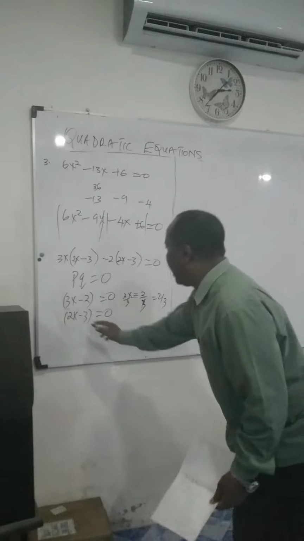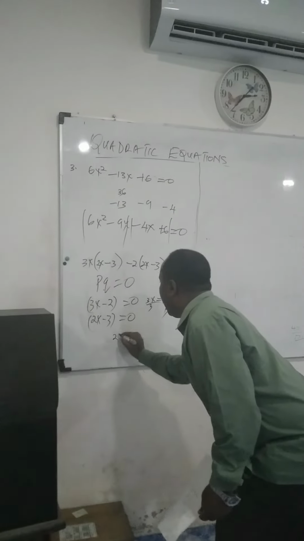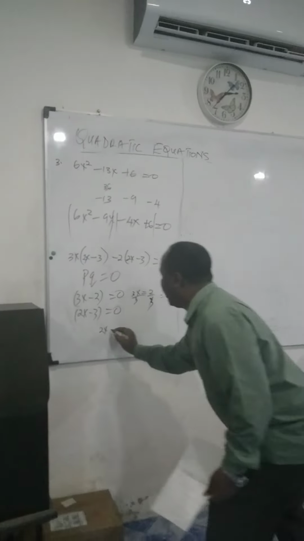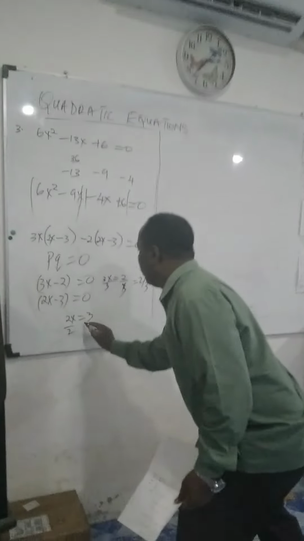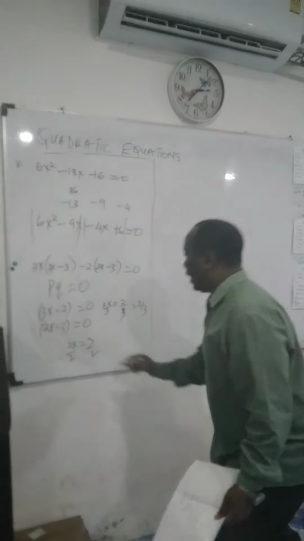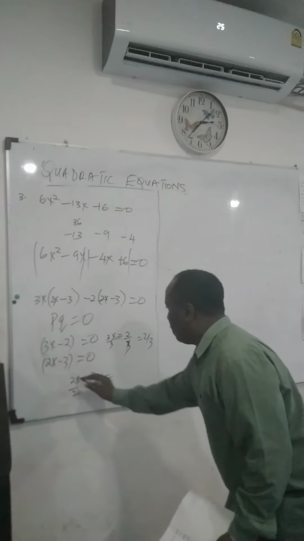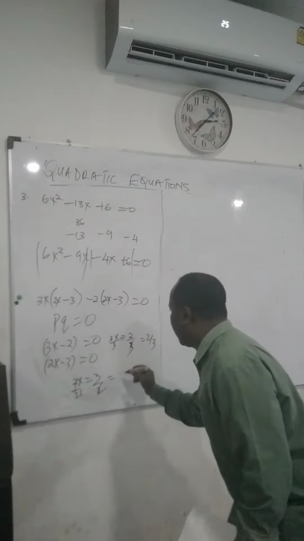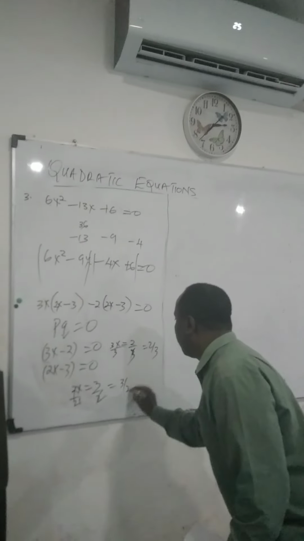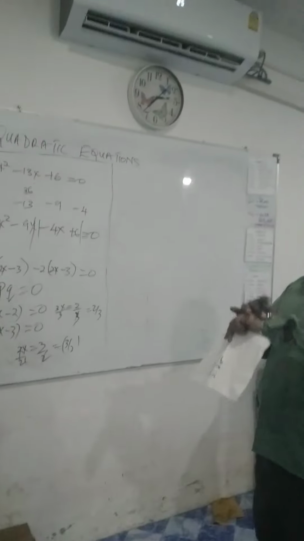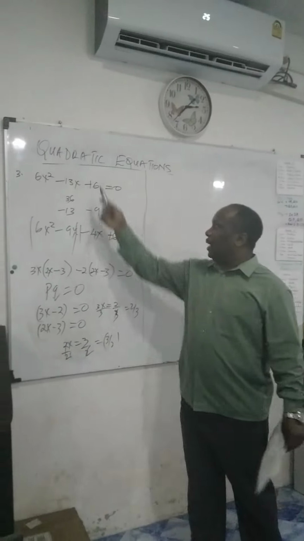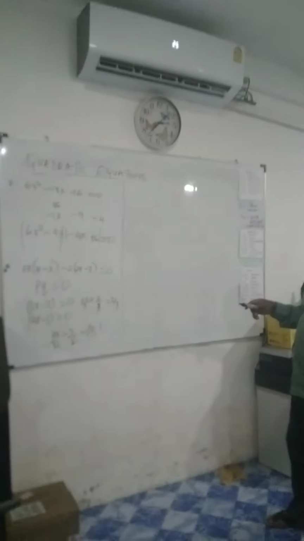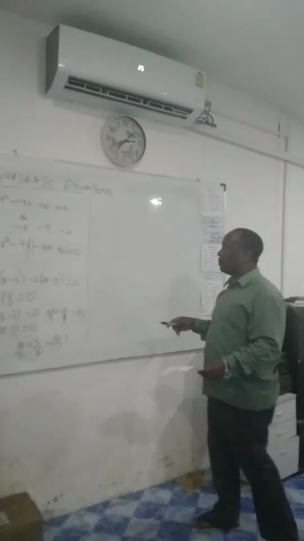In the second case, I have 2x. When I take this one to the other side, I get equals 3. I divide both sides by 2. And I get that x is equal to 3 over 2. And once again, if we substitute any value with the value given here, we are going to get that answer. You can do the substitution in your own time.